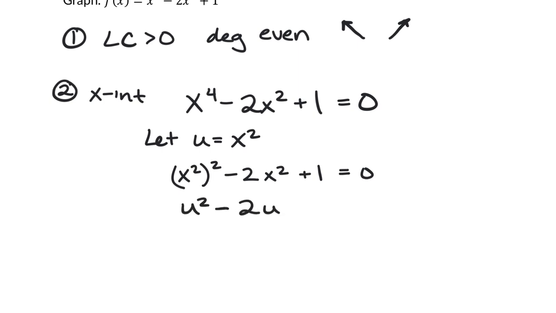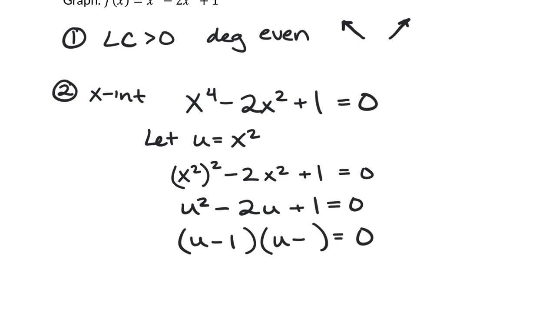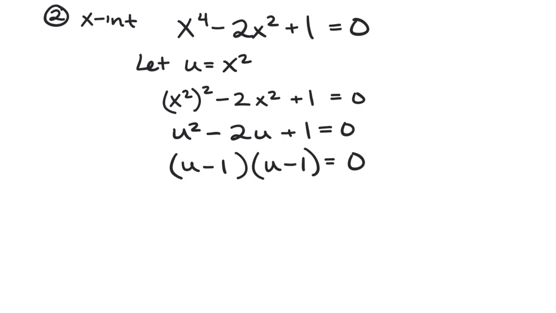minus 2u, not squared, plus 1 equal to 0. Is that, with the u's in it, something that's pretty easy to factor? Yeah, what does this factor out to? Yeah, u minus 1 and u minus 1, because negative 1 times negative 1 is positive 1, and negative 1 plus negative 1 is negative 2.